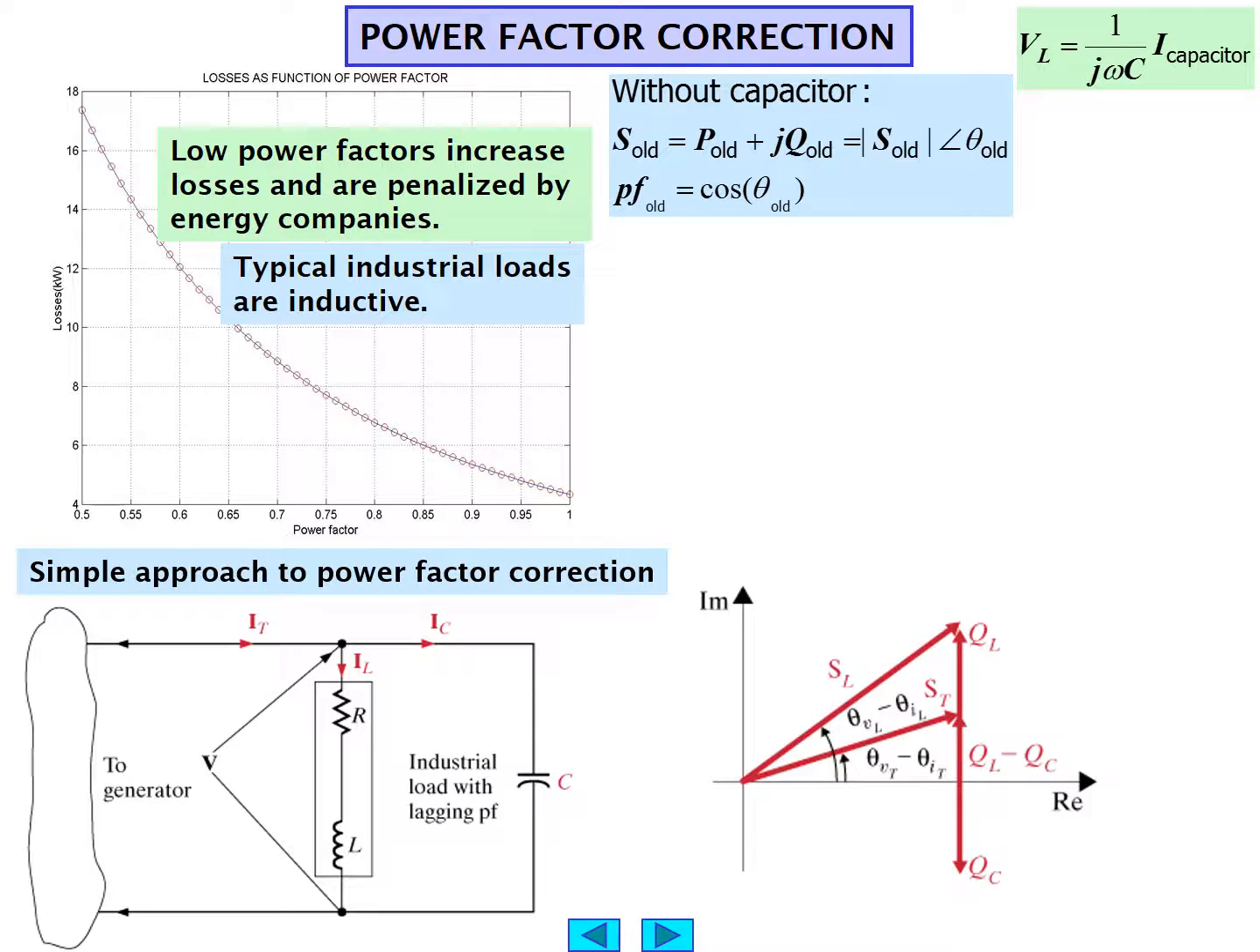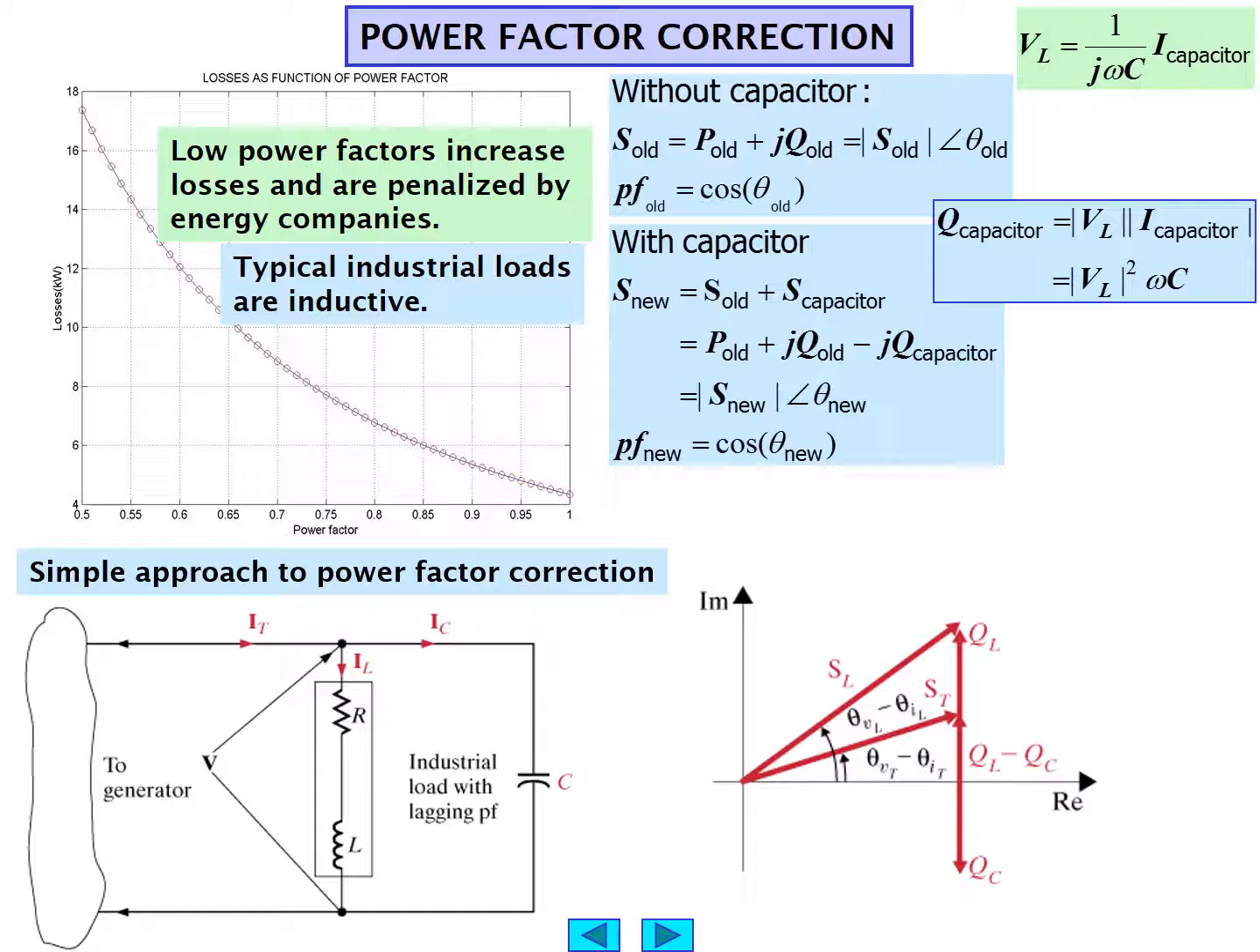V sub L, of course, with a shunt capacitor in parallel, would be 1 over j omega C times the current that flows through the capacitor. The reactive power in the capacitor would be the magnitude of V sub L times the magnitude of the current that flows through the capacitor. Substituting the definitions, we would get that the reactive power of the capacitor would be the magnitude of V sub L squared times omega C. Notice the use of omega, that was part of the reactance of the capacitor, and that therefore is a function of frequency also.